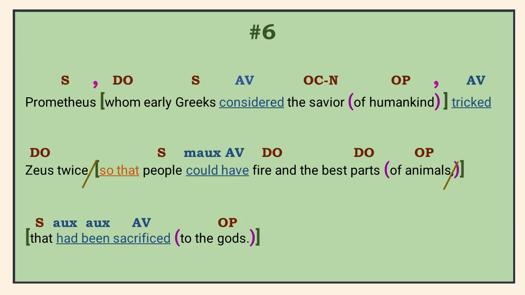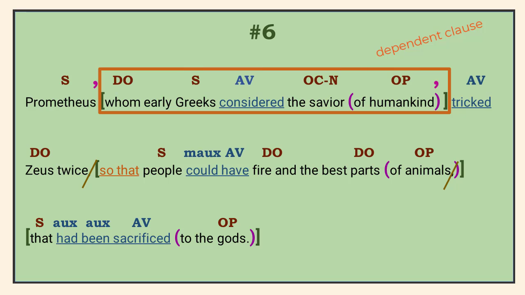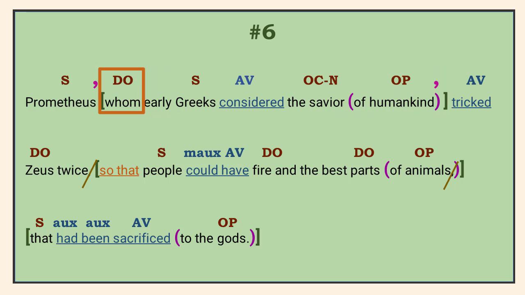Number 6. The independent clause has an object complement noun. Let's figure this out. Greeks considered who? Prometheus. But since Prometheus is the subject of tricked, the correct direct object is whom, which stands in for Prometheus as a relative pronoun. The Greeks consider whom what? The savior, a noun that renames or identifies the direct object and is the focus of the sentence.